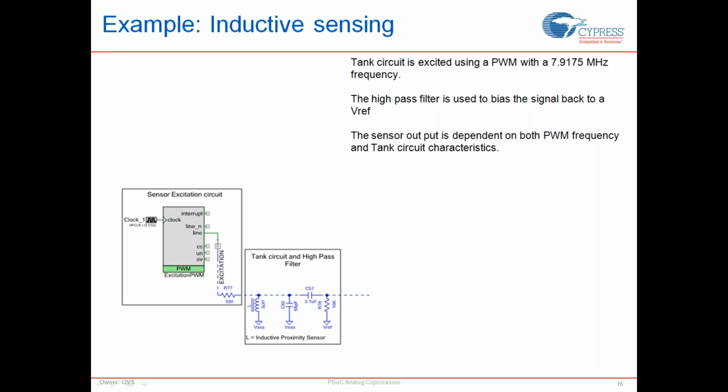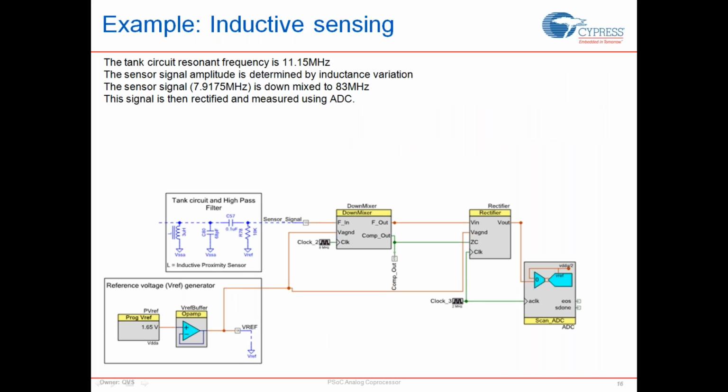So 7.9175 excitation frequency. You also have the tank circuit, which is designed for close to an 11 megahertz resonant frequency. You also have a high-pass filter on the output of the tank circuit, which takes the output signal, which is biased at VSS or the ground, and pushes it up to a reference voltage, which is what I want to use as my analog ground for the rest of the sensing circuit in the sensing side, which I'm going to discuss next.